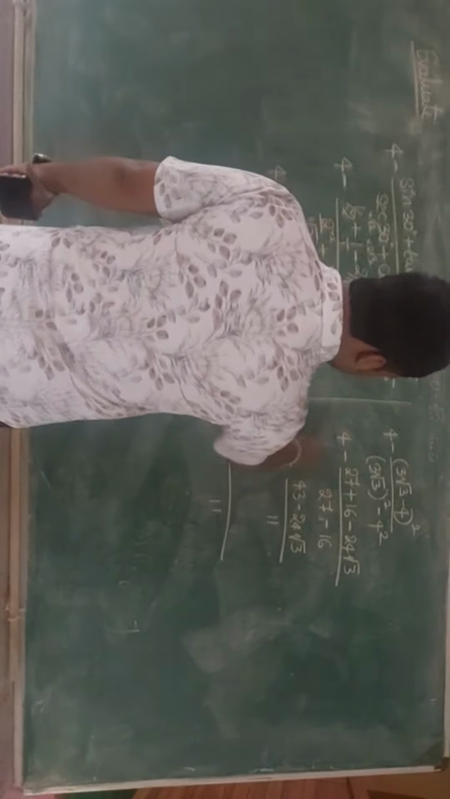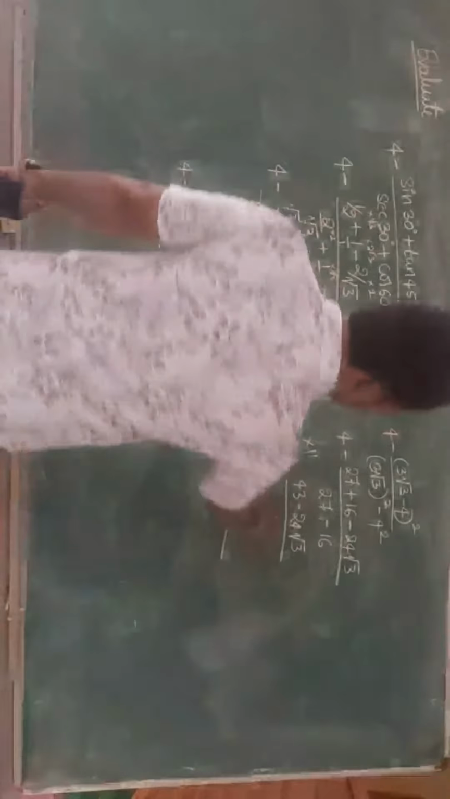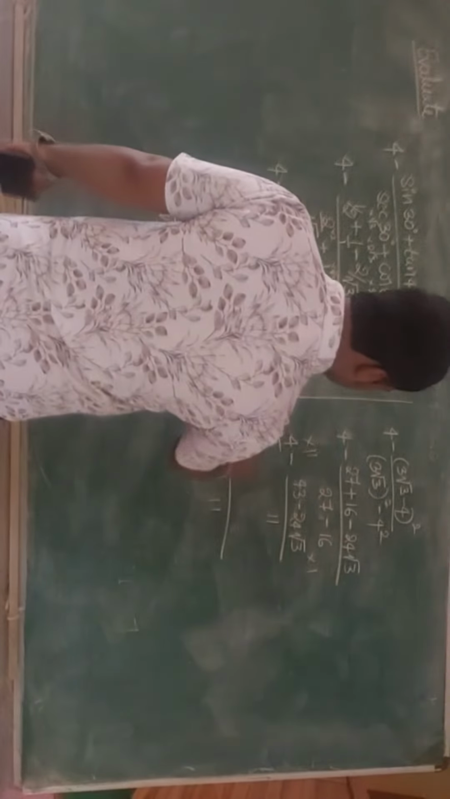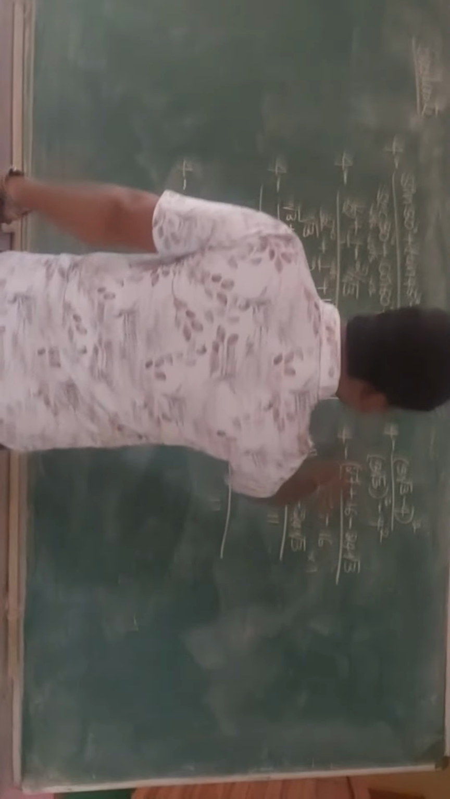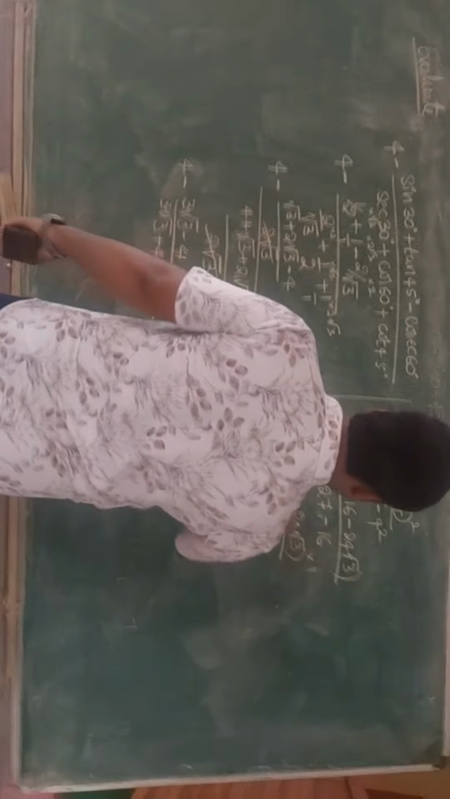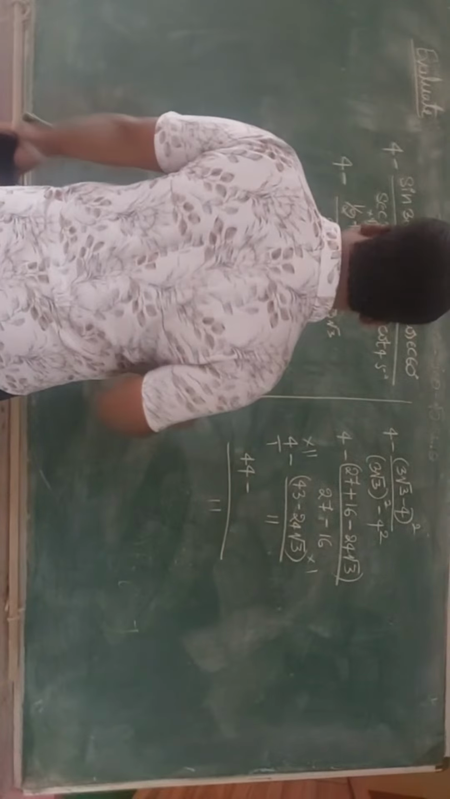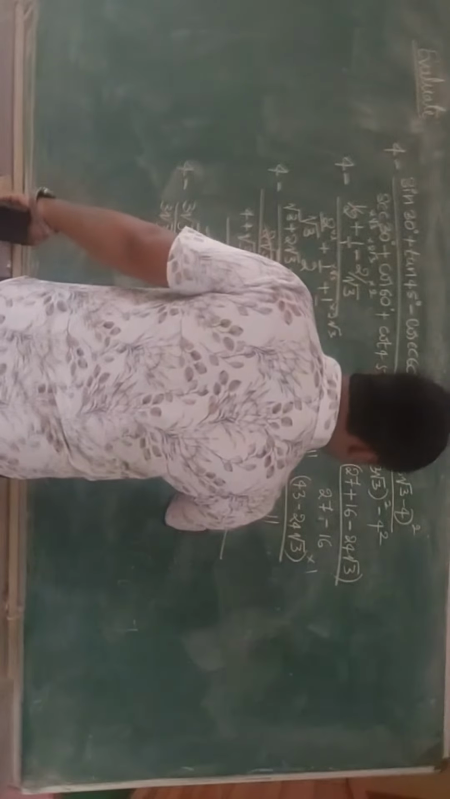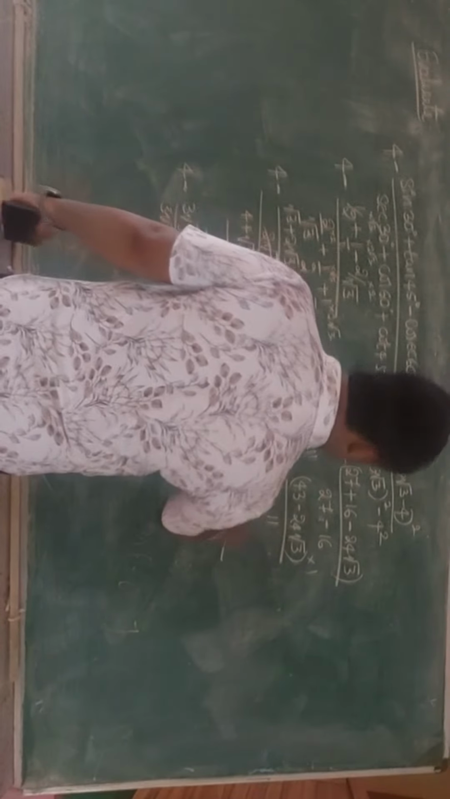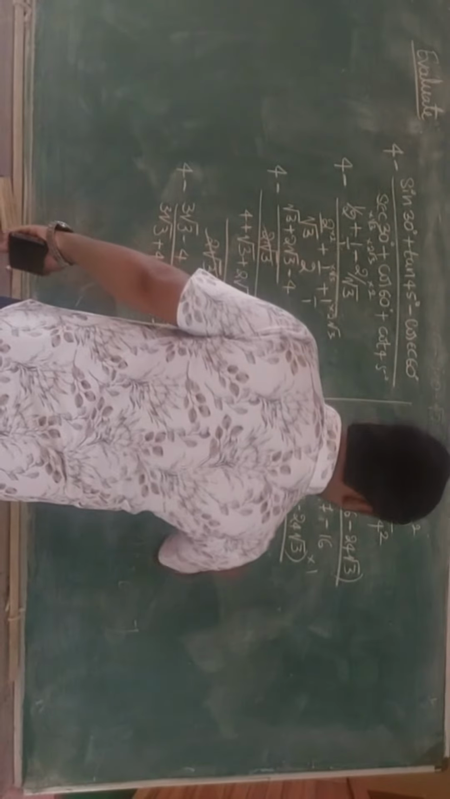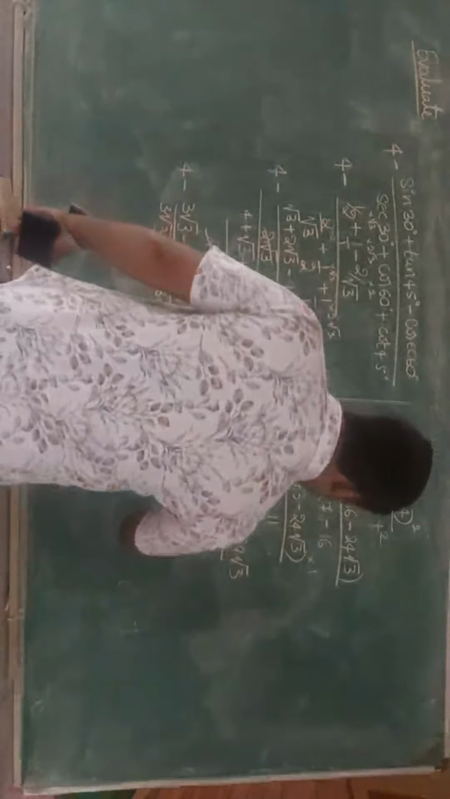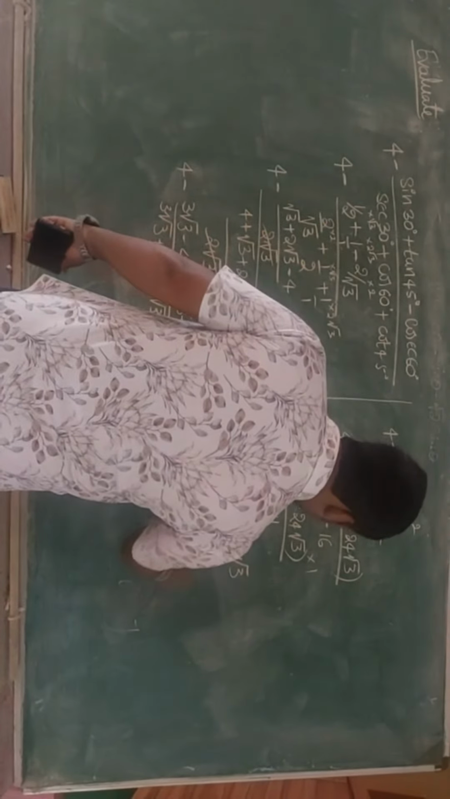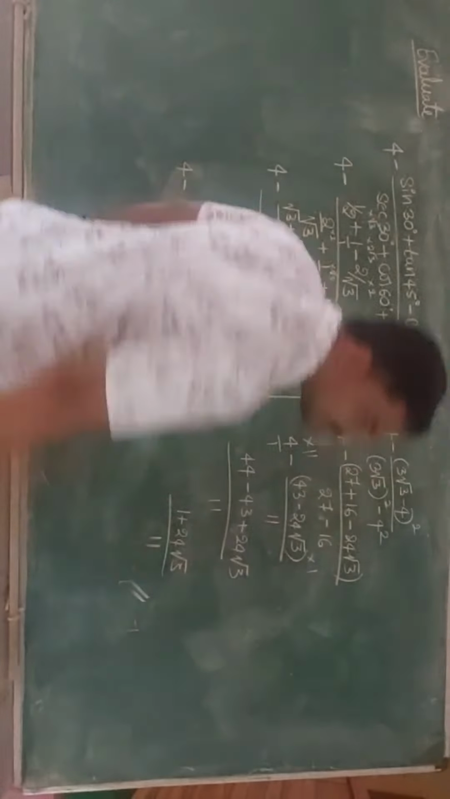1 how much is 11? 1 11, 11 fours are 44, minus. Actually it is a bracket here; the minus sign is for the bracket. So minus 43 minus into minus plus 24 root 3. 44 minus 43 is 1 plus 24 root 3, divided by 11, is the answer.